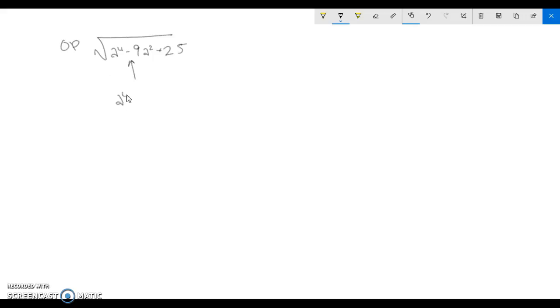So we can rewrite this as a to the fourth power minus 9a squared plus 25, to the 1/2 power. That's square root. Okay. Alright, so to find it closest to origin, which means that we want to find the minimum value of this equation, right?